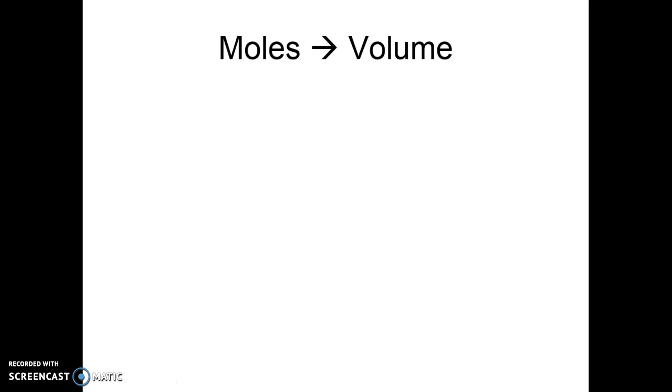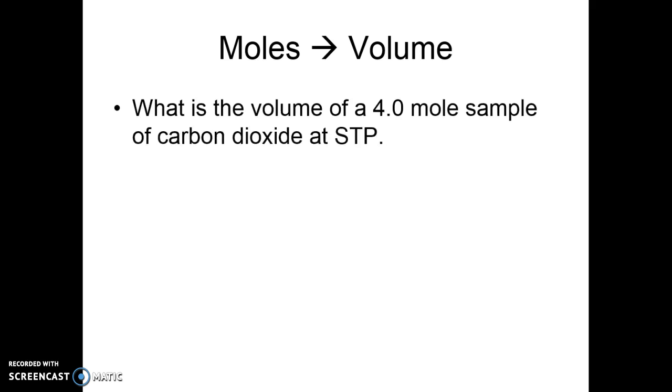So the first thing we need to do is to learn how to convert between moles and volume. If you have a 4.0 mole sample of carbon dioxide at the conditions of standard temperature and pressure, what volume will that sample occupy? Well, what you need to use is the information that we learned on the last slide. Under the conditions of standard temperature and pressure, 1 mole of a gas will occupy 22.4 liters. Use dimensional analysis to convert 4.0 moles of carbon dioxide at STP to volume.